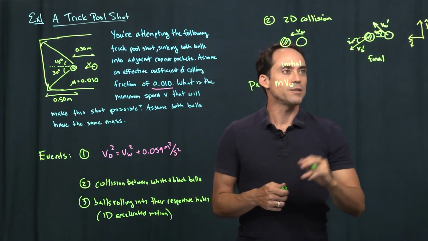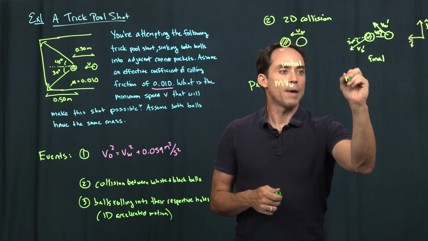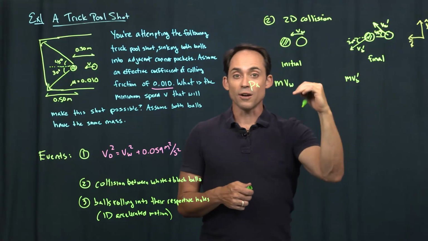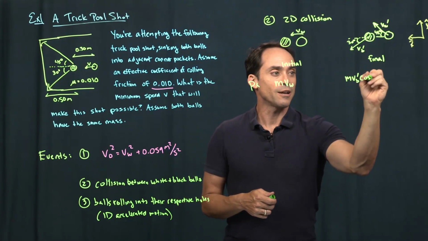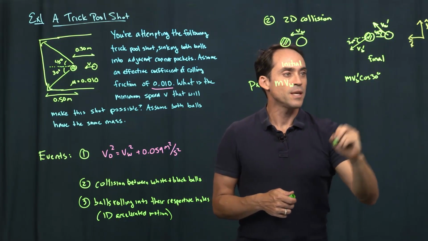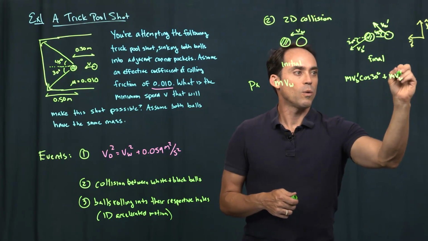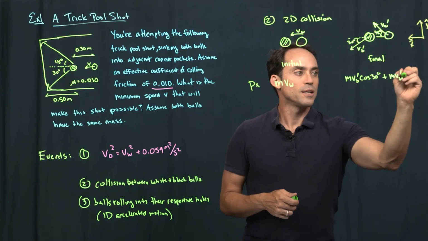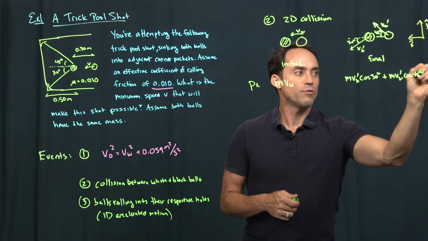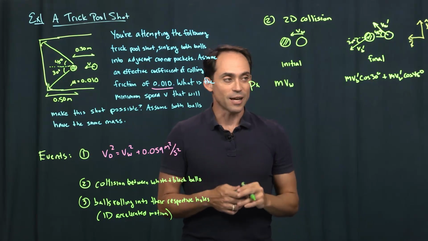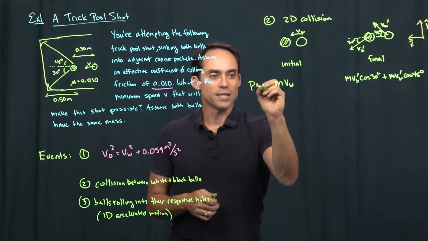And the final momentum is going to be the mass of the black ball times its speed times the component along the x direction, which is cosine of 30 degrees. And we're adding in the mass of the white ball, its speed after the collision, times cosine of 45 degrees. Both of these are along the adjacent side of these angles. Okay, so that's the x momentum.